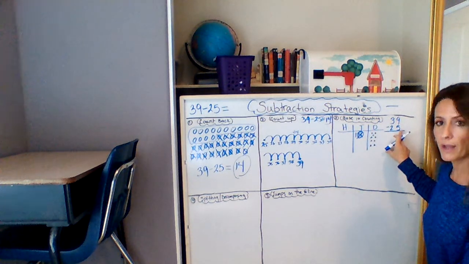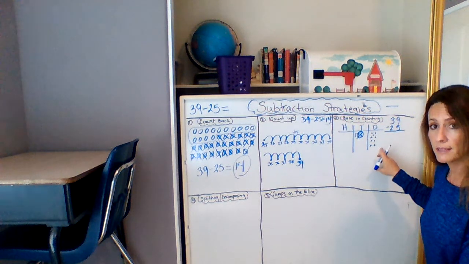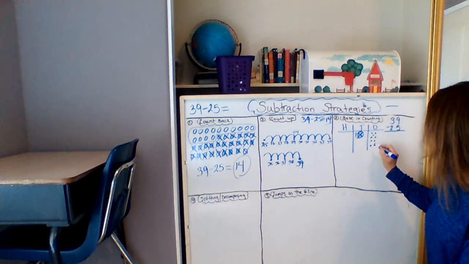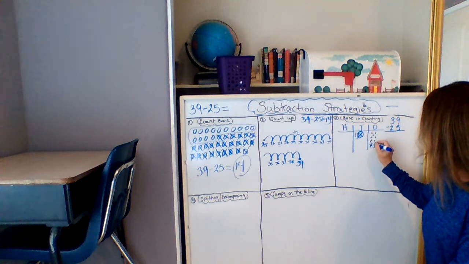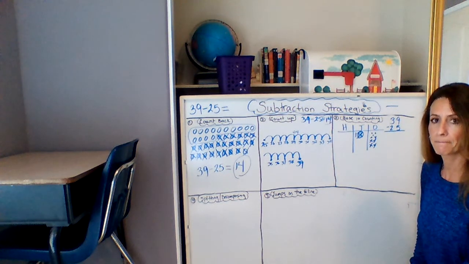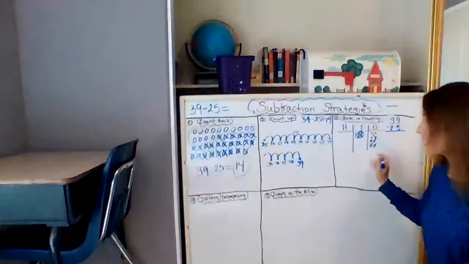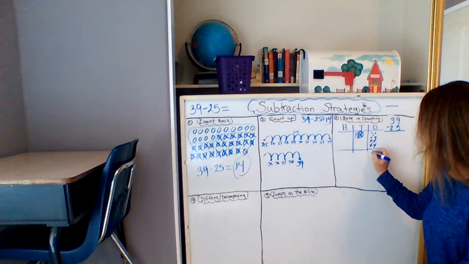When we look at our 9 ones, we see that we have to take away 5 of them. So I'm going to go back to my ones and take away 5. 1, 2, 3, 4, 5. And I can see I'm left with 1, 2, 3, 4 ones right there. Okay, so now that I've taken away my 20 and my 5, I'm ready for my answer.